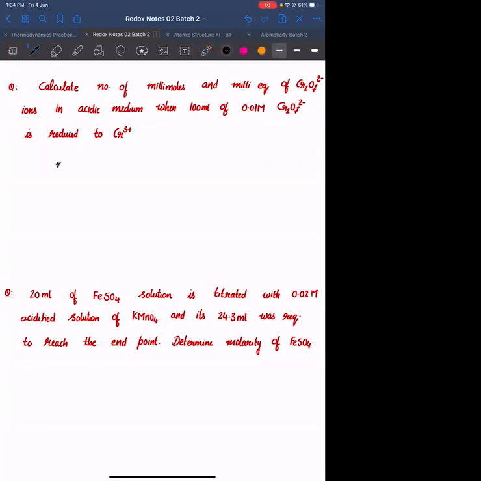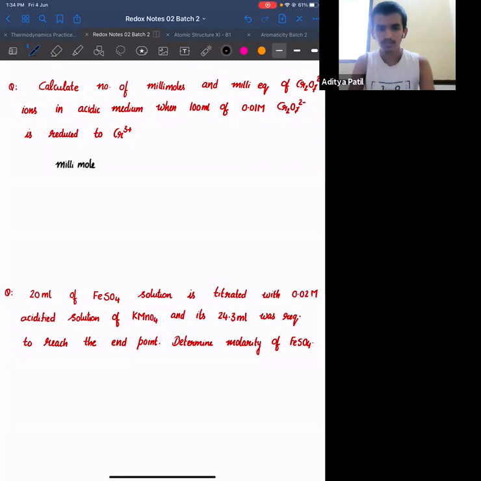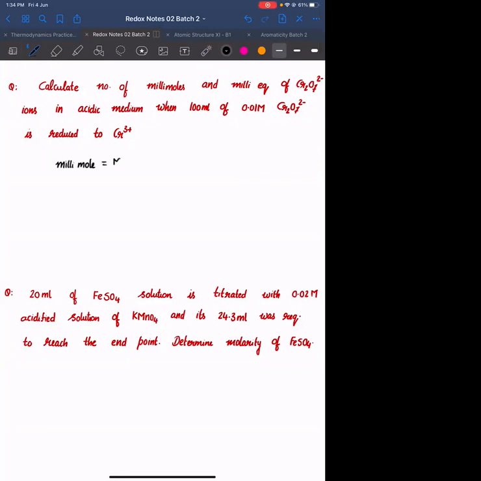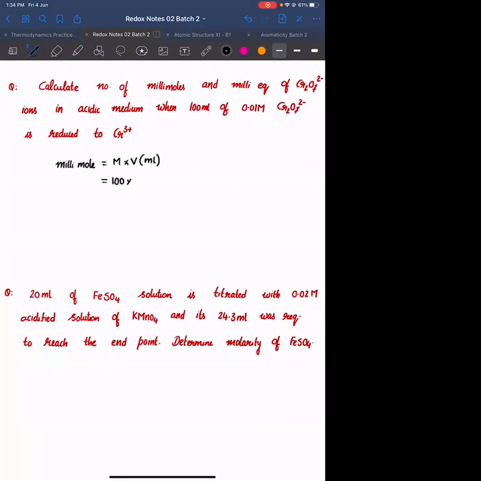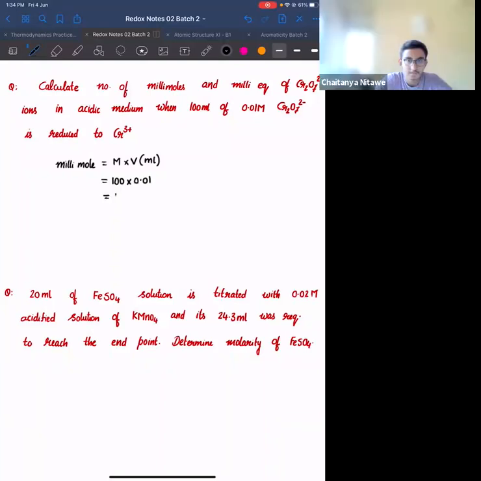First of all, tell me this: what is millimole? 10 power minus 3 mole. Millimole is nothing but molarity into volume in milliliters, na? हाँ सर. So which is equal to 100 into 0.01, which is equal to 1. Okay. Yes sir.